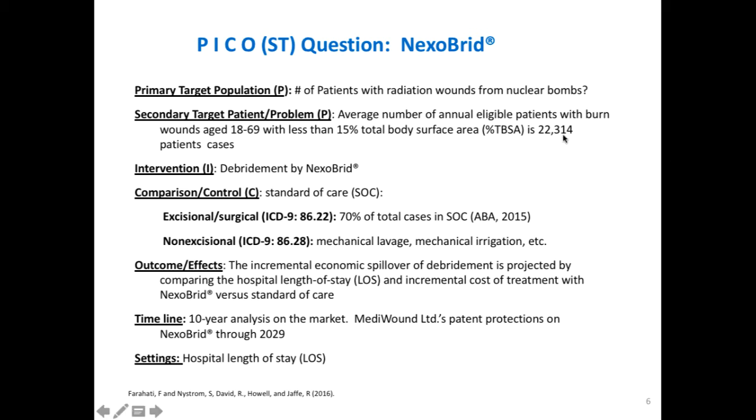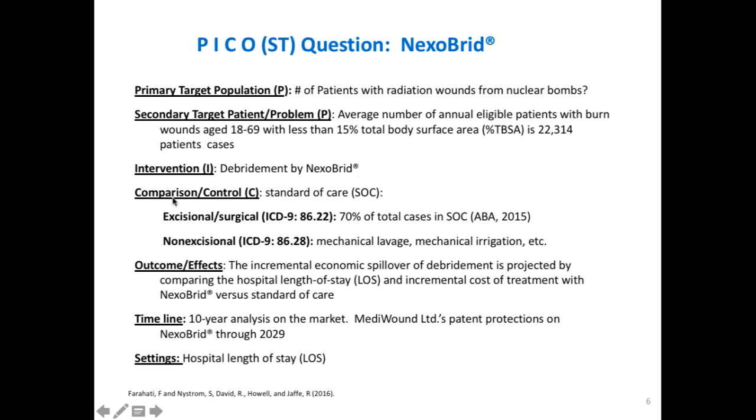So only these 22,000 annually are eligible to use NexoBrid. Those people with a burn wound higher than 15% of total body surface area are not eligible based on the FDA instruction to use NexoBrid. So the intervention is the debridement by NexoBrid.